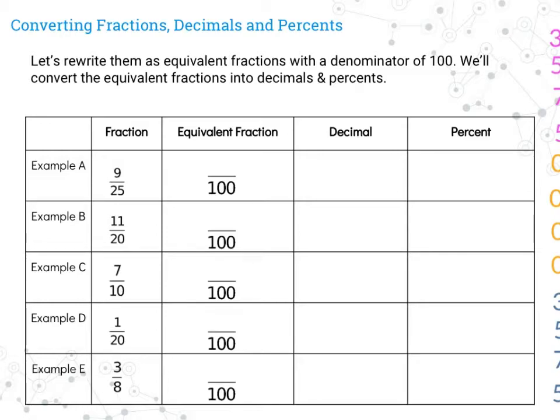So we're going to start by turning each of these things into something out of 100, and that'll make it easy to make it a decimal because we can put it in the hundredths place, and it'll make it easy to make it a percent because it's out of 100.